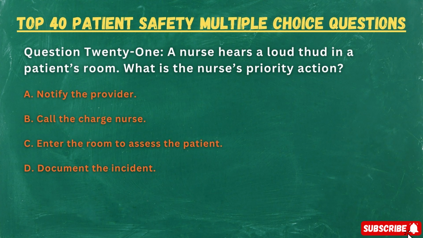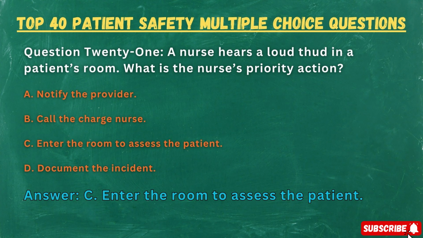Question 21. A nurse hears a loud thud in a patient's room. What is the nurse's priority action? A. Notify the provider. B. Call the charge nurse. C. Enter the room to assess the patient. D. Document the incident. Answer: C. Enter the room to assess the patient.